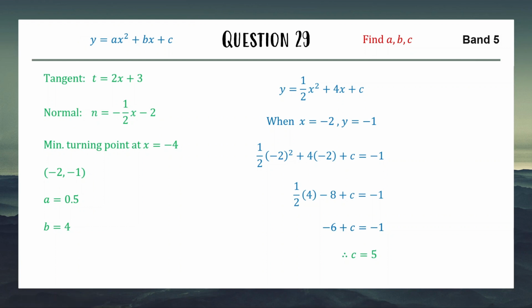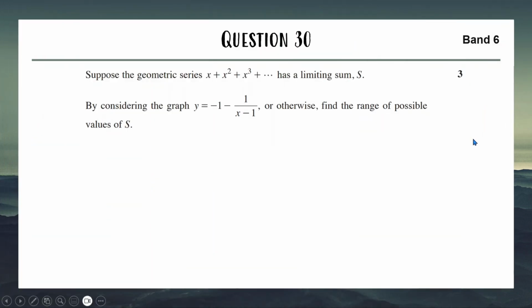Okay, that was fun, but it was a lot of work, and we had to figure it out all for ourselves. We need to run through all this information, figure out how it applies, and yeah, really tough question. What could be tougher than that, I hear you ask? Well, actually, question 30 is a band 6 question about geometric series, and that's the last one we're going through today. Suppose the geometric series x squared, x cubed, etc. has a limiting sum s. By considering this graph or otherwise, find the range of possible values of s.